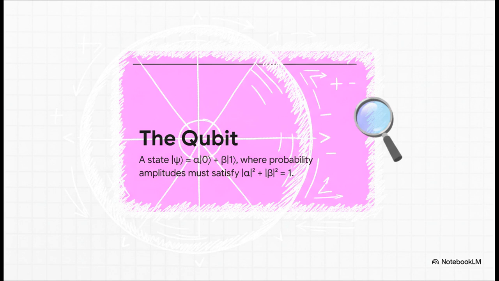But here's the key rule, the only rule you really have to remember. When you square the magnitudes of alpha and beta, they have to add up to exactly 1. It's kind of like a probability budget. You have a 100% chance of being somewhere, and you have to spend that budget between the 0 and 1 states. This simple little rule is exactly what forces the qubit state to live on the surface of a 3D sphere.